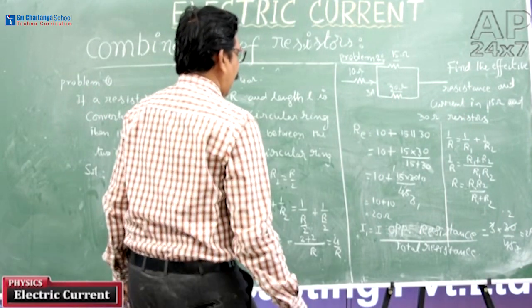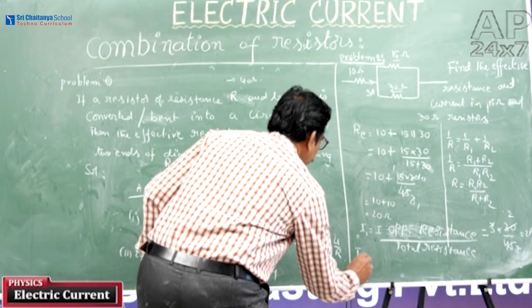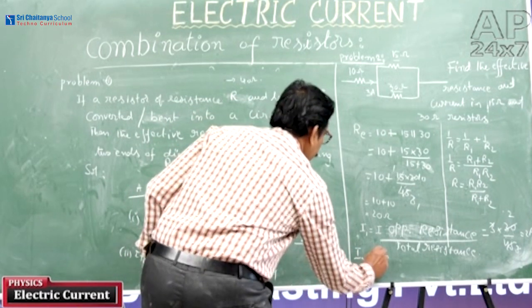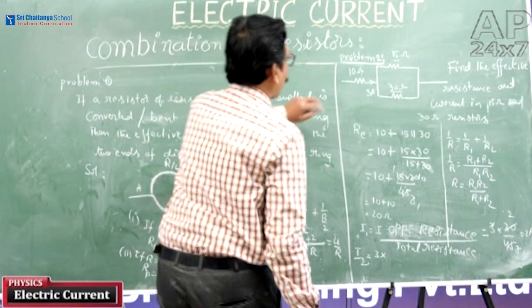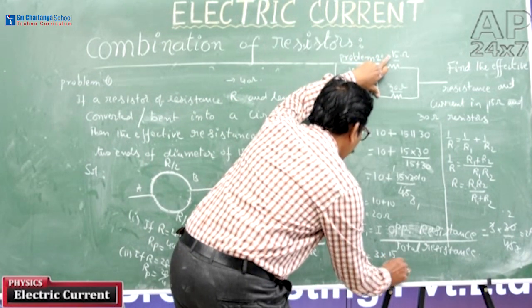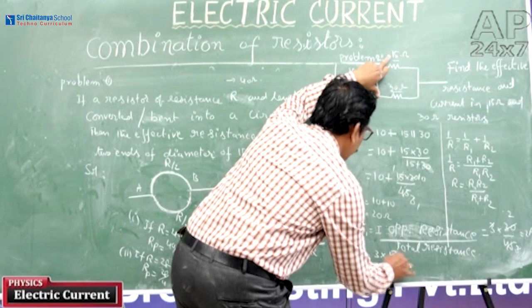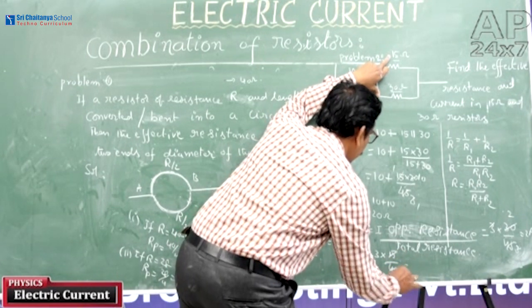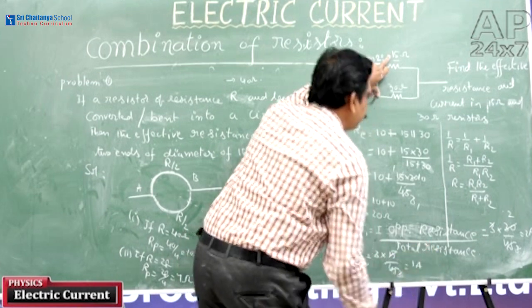And similarly, I2 also you can find. I2 is equal to 3 into, what is the opposite resistance to this one? 15. What is the total resistance? 45. 15 1s, 15 3s, 3 gets cancelled, 1 ampere.